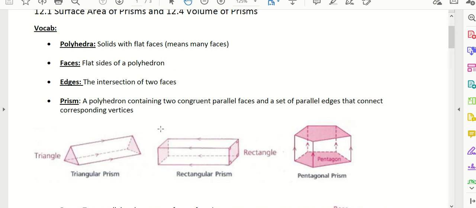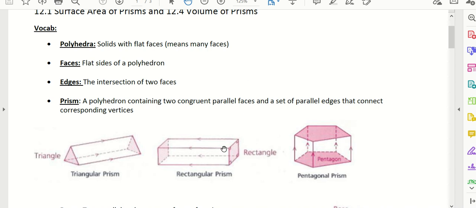So when we hear the word bases, a lot of times we think bottom and top, which is what we see here with the pentagonal prism. The top and the bottom are the pentagons, and there's two of them. They're parallel to each other. With the triangular prism, there are two triangles that are opposite each other and parallel to each other. The rectangular faces here on the triangular prism are not parallel to each other.